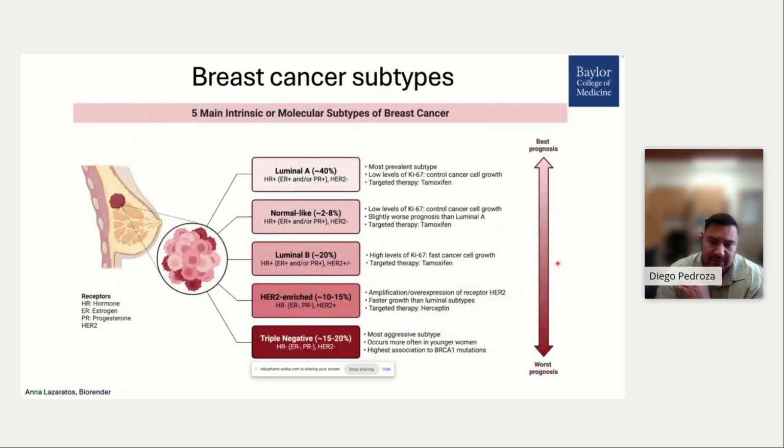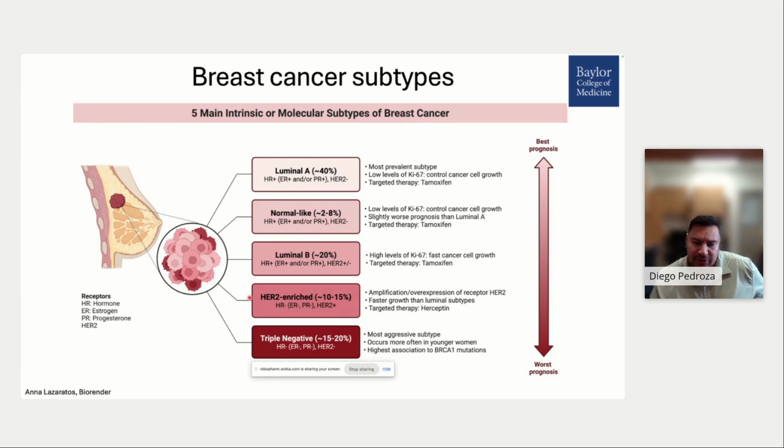There are several subtypes of breast cancer, some that are more aggressive than others, some of them being luminal A, normal-like, luminal B. These are what are called hormone receptor positive. This graphic is kind of deceiving. You see best prognosis, but we don't really want to say that. Any prognosis is not a good prognosis, but these are the more treatable ones, I would say. The hormone receptor positive are more treatable. They are estrogen receptor or progesterone receptor positive, so we have a lot of drugs that can target ER and PR.